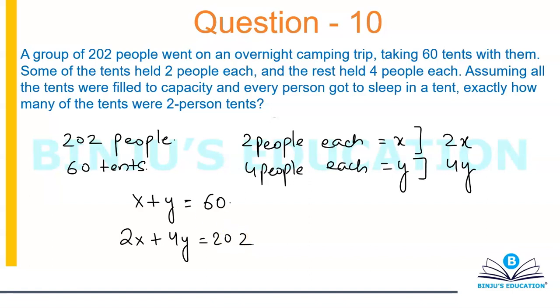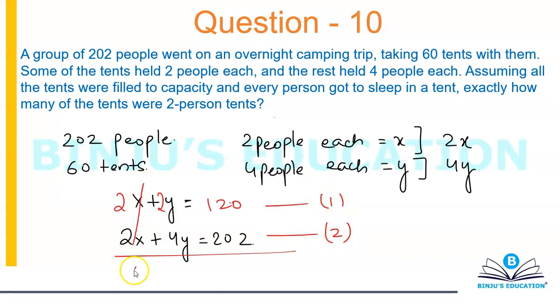In this case, I'm going to solve it by making the coefficients equal. So I'm going to multiply both sides by 2: 2x plus 2y, and 60 will become 120. Then I'm going to do equation 1 minus equation 2. So 2x minus 2x is 0, 2y minus 4y is minus 2y, and 120 minus 202 is minus 82. So this is going to give you y is equal to 41. If y is 41, then x is equal to 19.